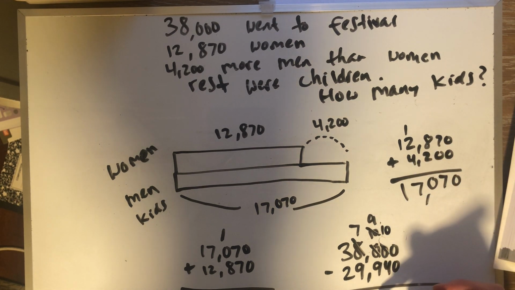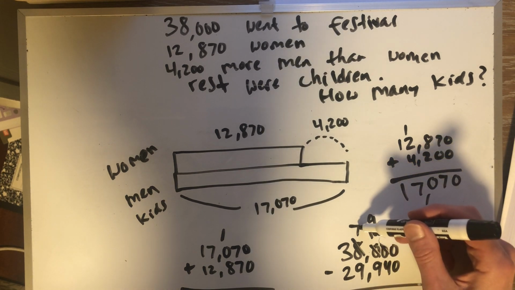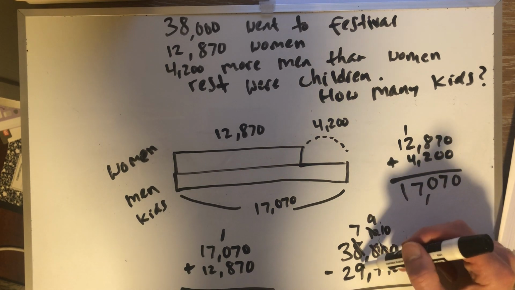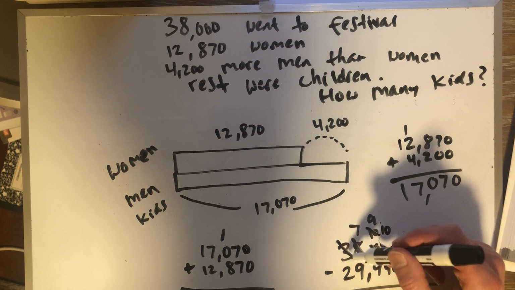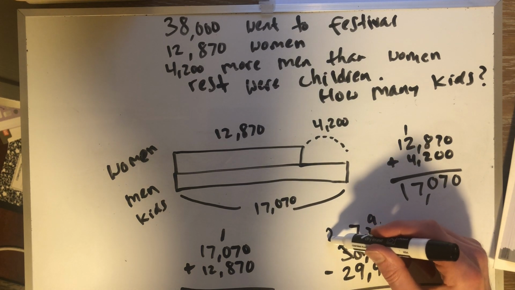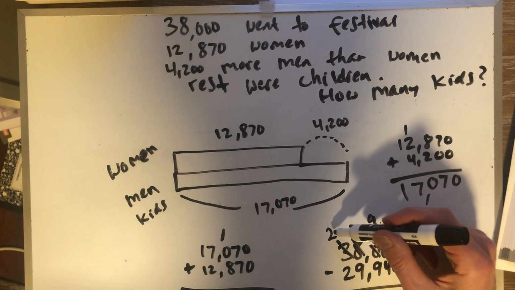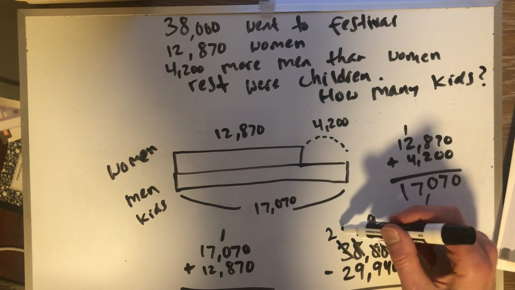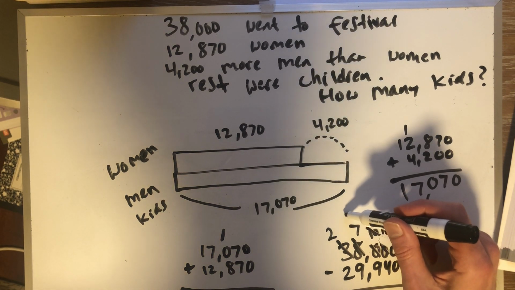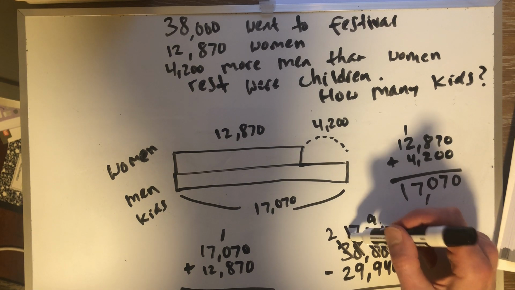9 minus 9 is 0. We've got 7 thousands. Can't go 7 minus 9. Got to break up the 10 thousands. So we've got 2. And then going to bring the 1 over here. So now we've got 17.